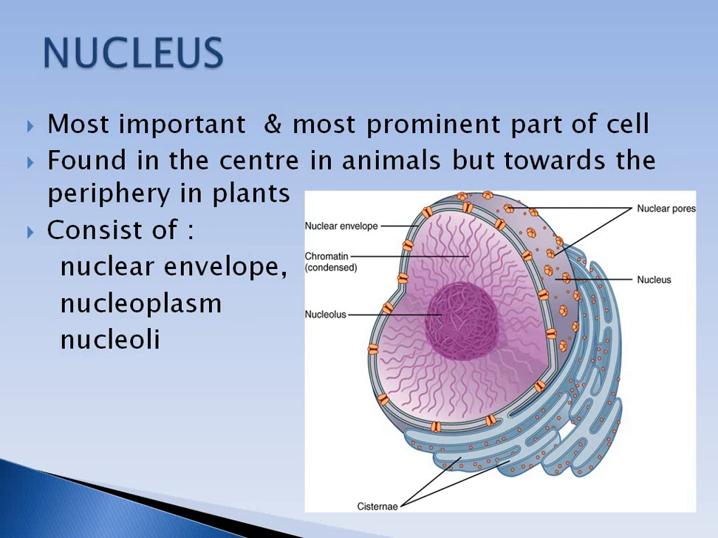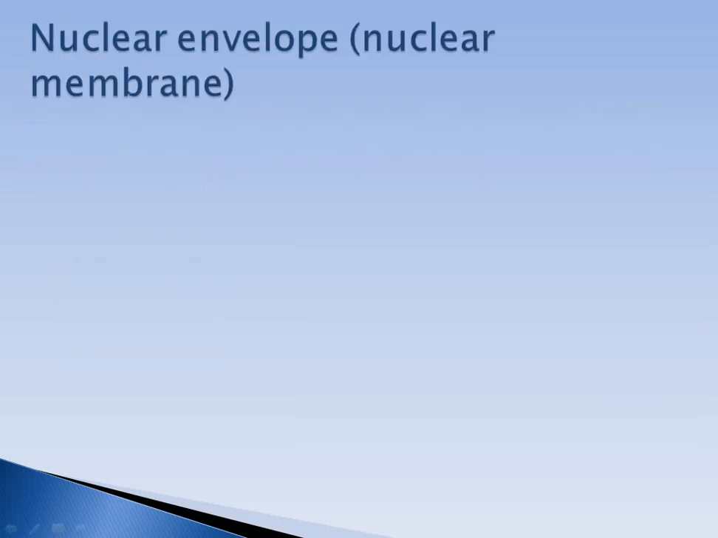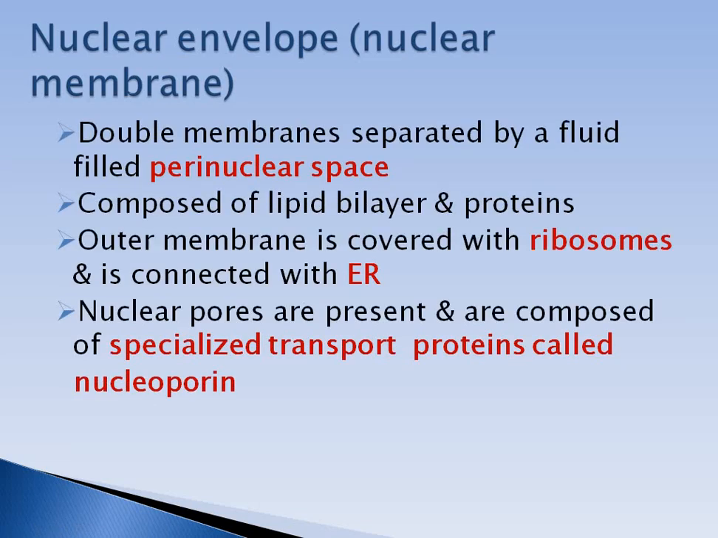It has the nucleolus, which is a part inside the nucleus and is responsible for the formation of ribosomes. And it also has chromatin. Chromatin is a network which condenses to make up chromosomes. Now the first part of the nucleus is the nuclear envelope, which is also called the nuclear membrane.